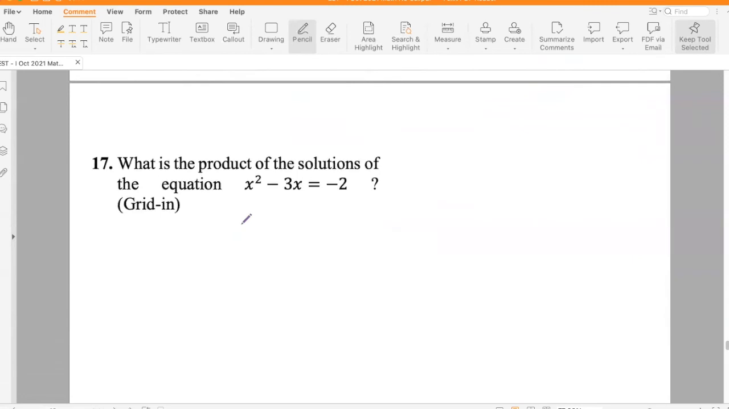What is the product of the solutions of this equation? So x² − 3x + 2 = 0. So this is a quadratic equation. And if the roots are alpha and beta, then the product of the roots is given by c/a, where c is the constant term and a is the coefficient of x². So that's 2.